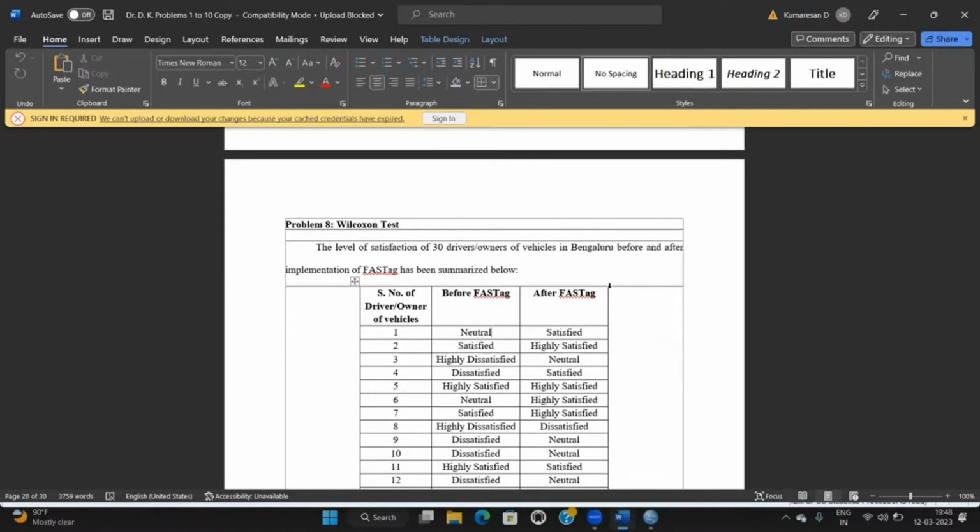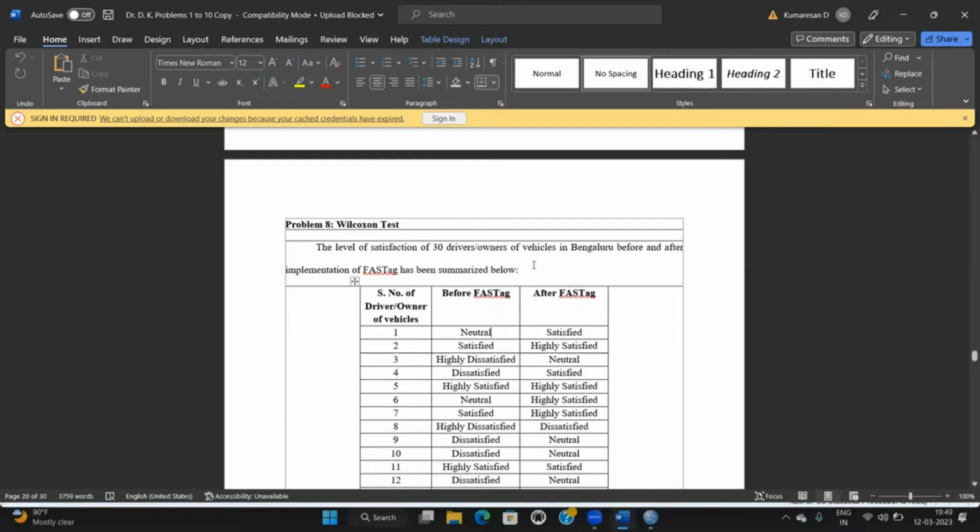Our FASTag sticker is scanned and the amount is deducted. We don't need to tender exact change at the toll plaza counter. We need not bother about the currency notes because it is automatically deducted from your account. So the time consumed is reduced after implementation of FASTag.